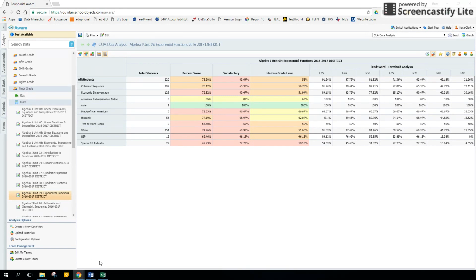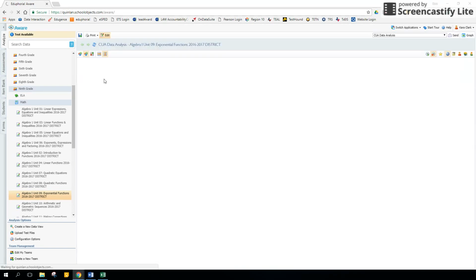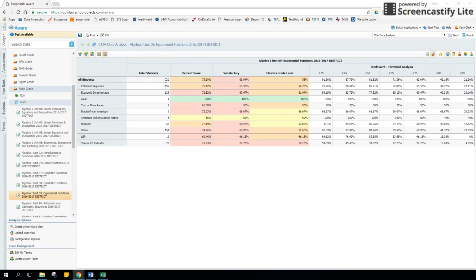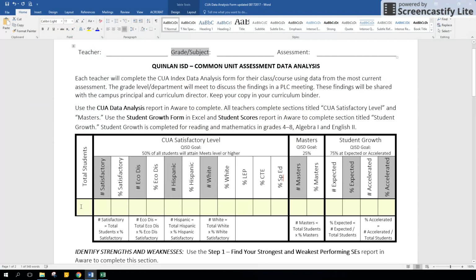I've already got this view pulled up. If you don't know how to do this, make sure you check the Teacher Assessment Resources webpage for a guide and video on how to do that. Looking at where it says total students, I'm going to look where it says all students, and there's my number. Now your view won't have all students, yours will say your name. It's the same row. Looking at it, we have 220. So on my form, I'm typing in 220.